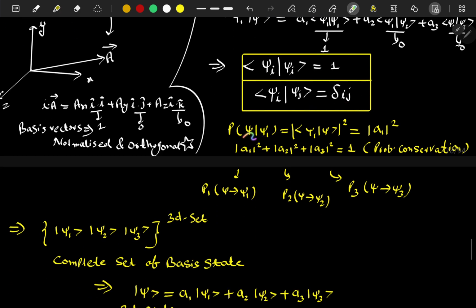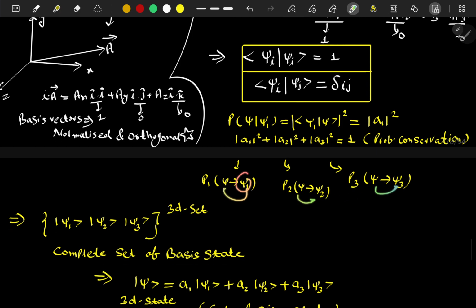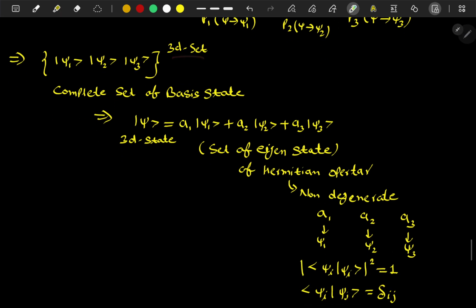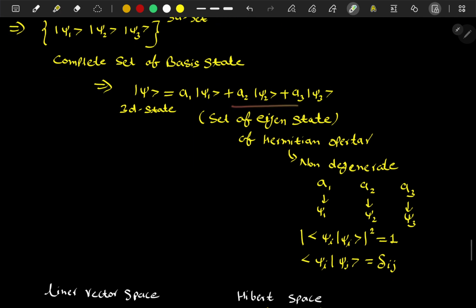So when we apply the probability of wave function psi, the probability of finding psi 1 in the state psi will be the square of psi 1 psi, which is a1 square, and probability is conserved, so a1 square plus a2 square plus a3 square equals 1. Here a1 square defines the probability of finding psi in psi 1, the probability of finding psi in psi 2, and the probability of finding psi in psi 3 state. Here psi 1, psi 2, and psi 3 are 3D states. These are called a complete set of basis states, and we know psi can be defined as a1 psi 1 plus a2 psi 2 plus a3 psi 3. These are the set of eigenstates.